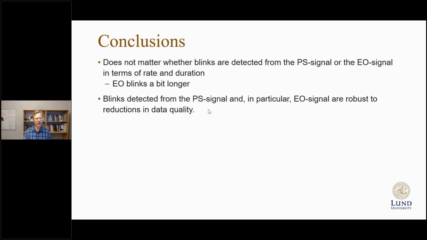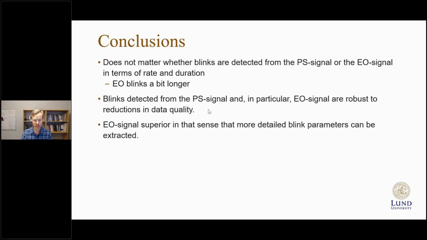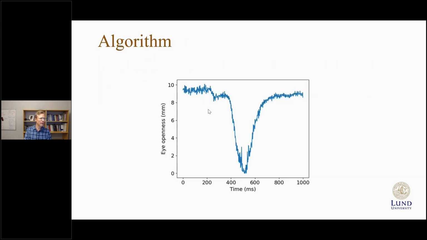So before I end this talk, I just want to say something about the algorithm. It is a very, very simple algorithm based on similar principles as saccade detection. Here we can see an eye openness signal. We start by finding the peaks in the signal. After the peak is found, the algorithm searches backwards and forwards until a certain velocity threshold is met.